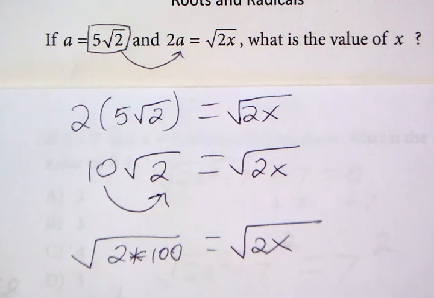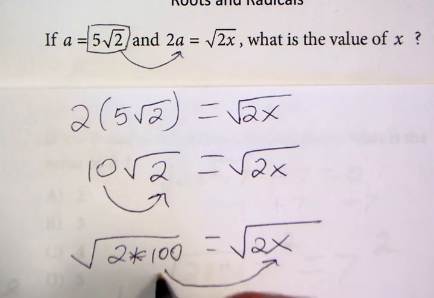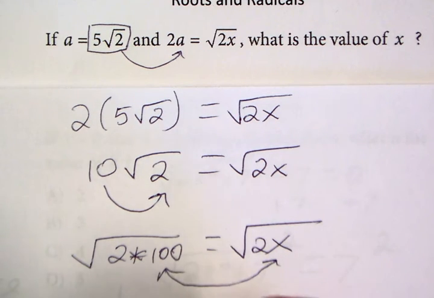And what this does is it sets up a scenario where the square root of 2 times 100 is equal to the square root of 2 times some number. The only scenario where this is true is if 100 is equal to x.